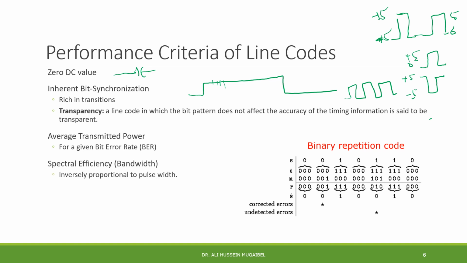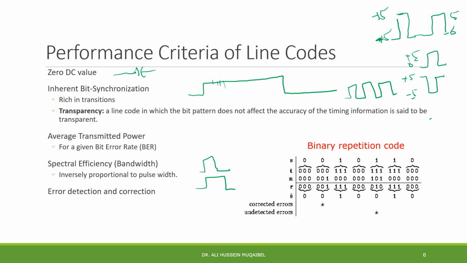The spectral efficiency, the bandwidth: of course we require the line code to use less bandwidth, and this is inversely related to the pulse width. So this is why usually with return to zero scenarios, you expect to require more bandwidth as compared to the non-return to zero, because the pulse width is less and the bandwidth is more.